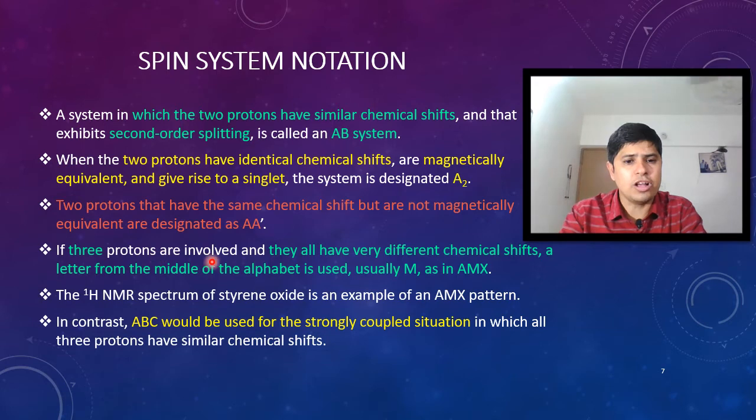And if three protons are involved and they all have very different chemical shifts, a letter from the middle of the alphabet is used, usually M as in AMX. The 1H NMR spectrum of styrene oxide is an example of an AMX pattern. This we will see in the next slides. In contrast, the ABC spin system is used when there is a strongly coupled situation in which all three protons have nearby the same chemical shifts.